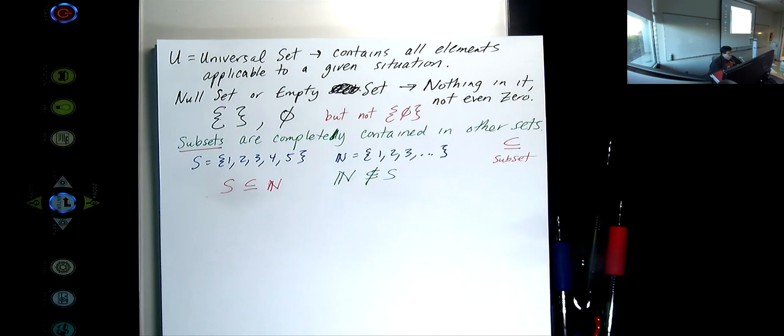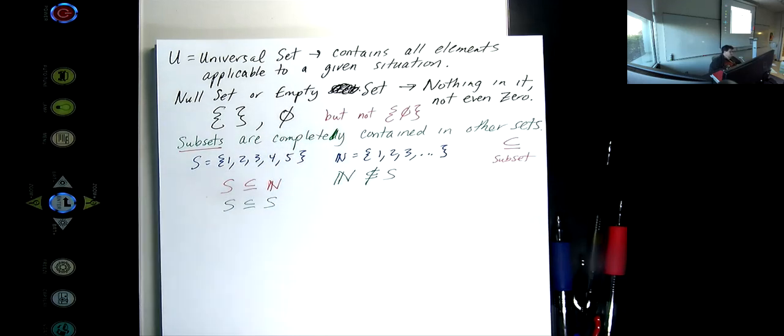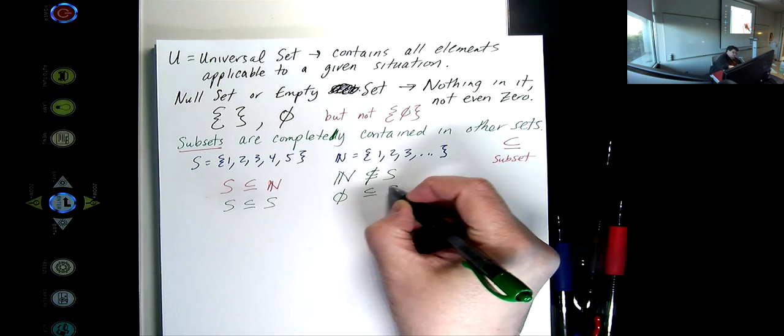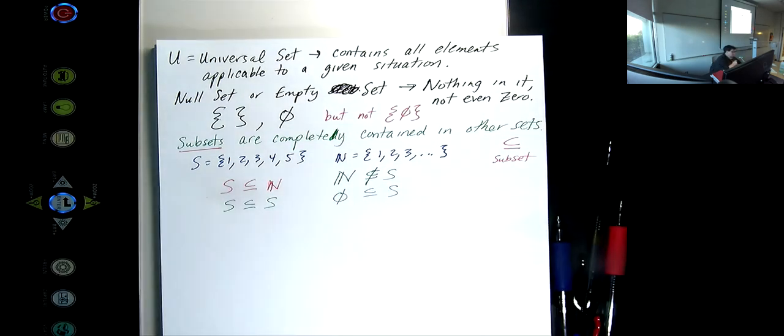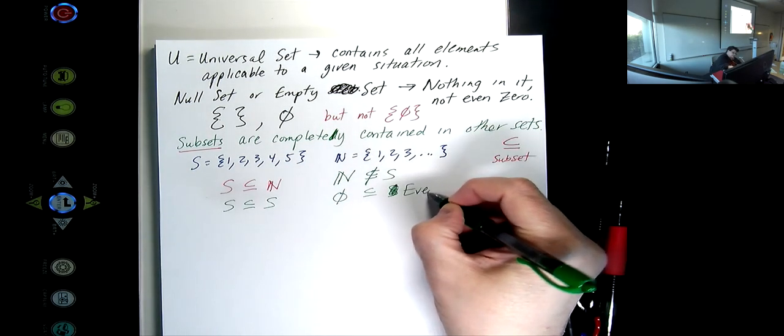This seems kind of stupid, but a set is always a subset of itself. If you go far enough along the STEM sequence, like in linear algebra, this actually becomes important when you start talking about what makes a linear space or a space. And then the null set. The null set is a subset of every set. You can get rid of S and literally just put every set.